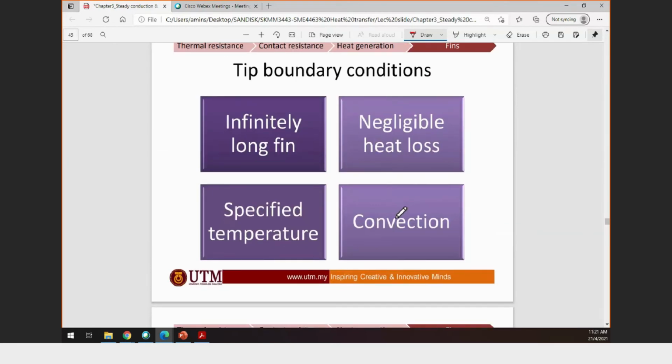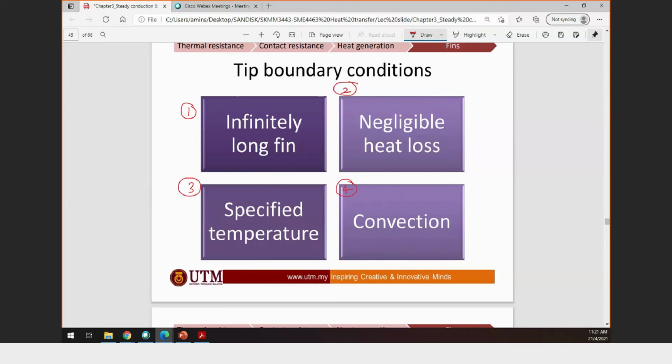Okay, there are four types of boundary condition, meaning whether we want to consider the fin tip. The fin has a tip which is very long, or the fin has a tip where the heat loss is negligible. This is a tip boundary condition for the fin. Or we can consider the fin tip has a specified temperature, or the fin tip has a convection effect.